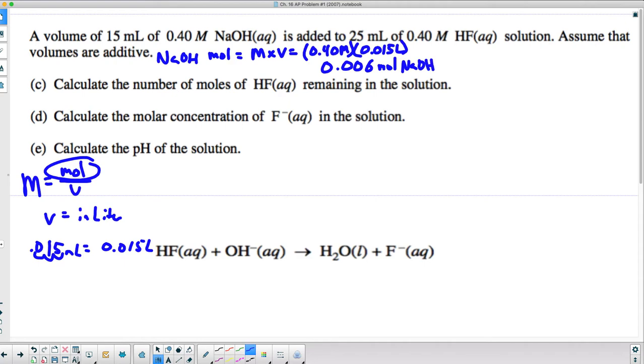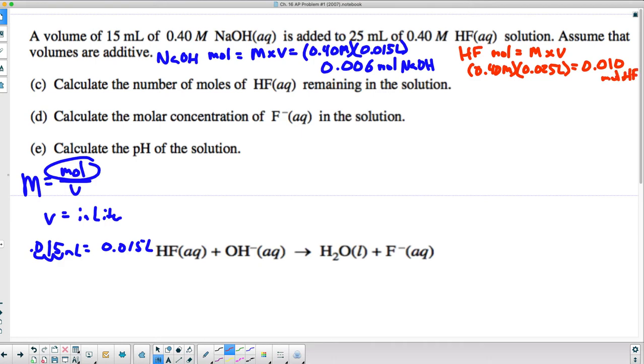Now let's do the same thing in a different color for HF. I'm going to do exactly the same calculation. Moles equals, again, 0.4 molarity times, and then I'm going to change the 25 to 0.025 liters, and that will give me 0.025 times 0.4 equals 0.010. Okay, so that's the number of moles of HF.